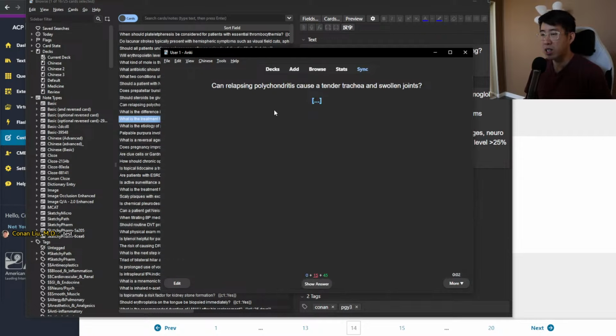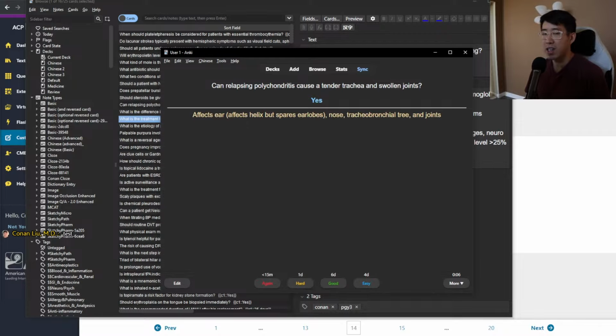Can relapsing polychondritis cause a tender trachea and swollen joints? The answer is yes. I always typically associate it with the ear and those really inflamed ears that you see on exams, but I didn't know that it also causes inflamed trachea and joints as well.